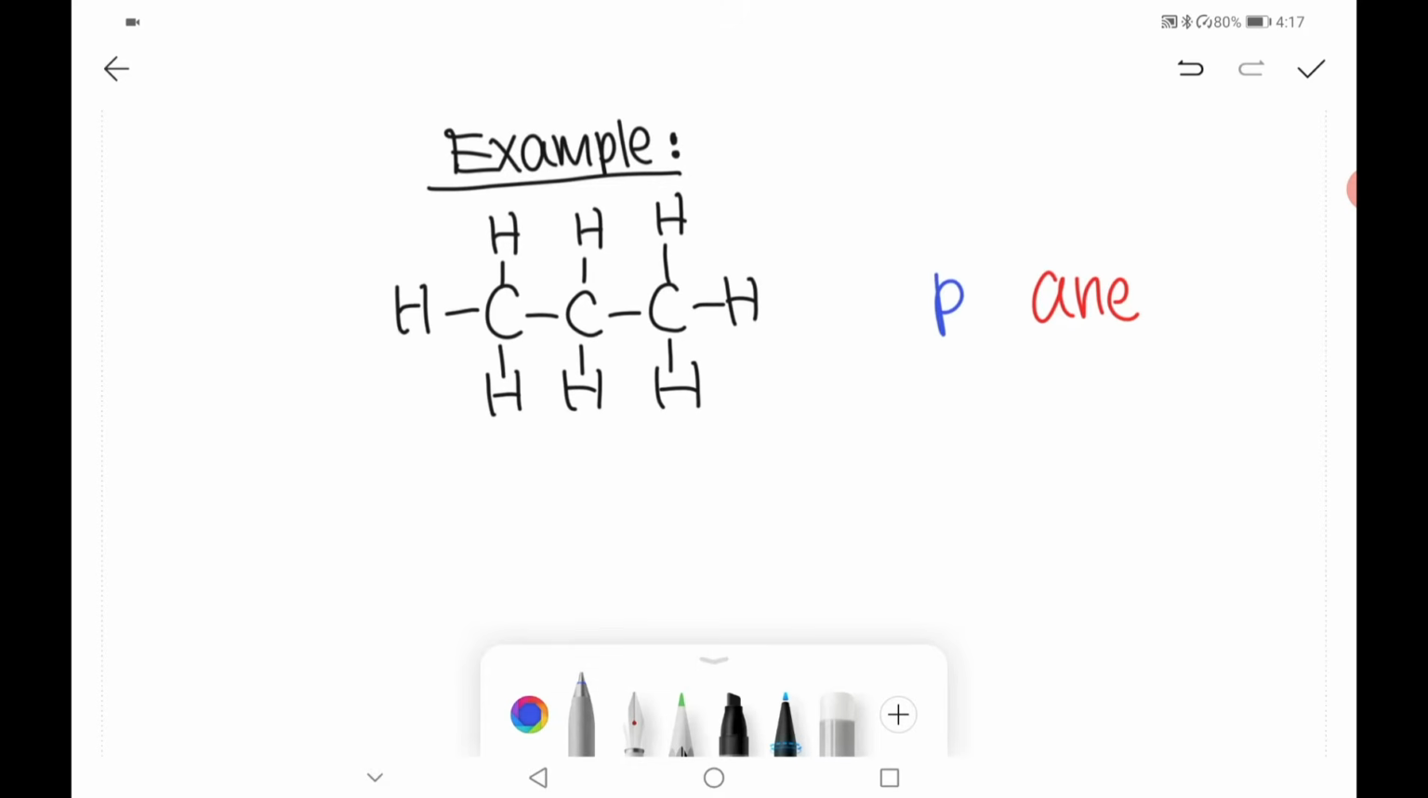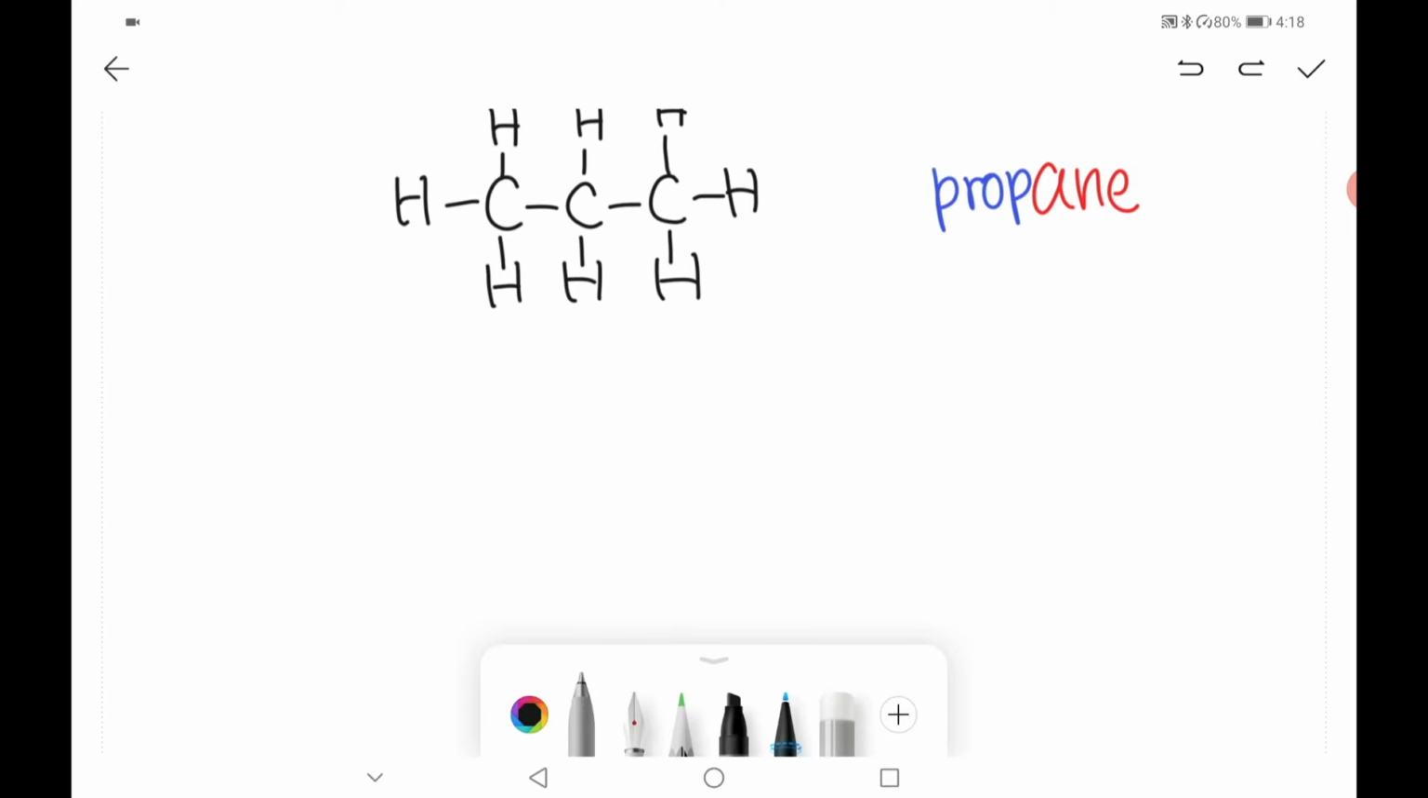Papaya is P. So for 3 carbon, the P is prop, P-R-O-P. So this substance is called propane. Just follow the system that I mentioned, and that will be good enough.